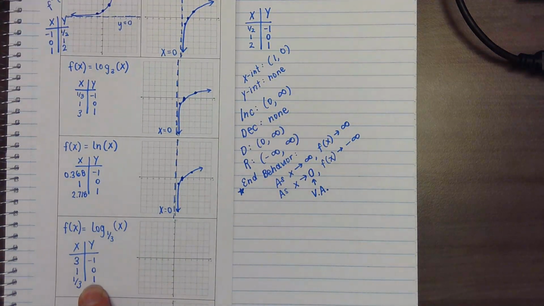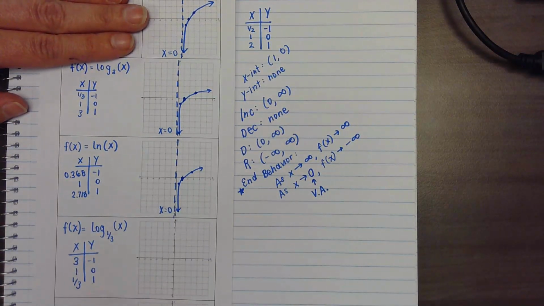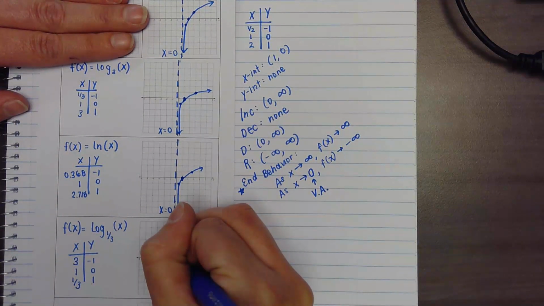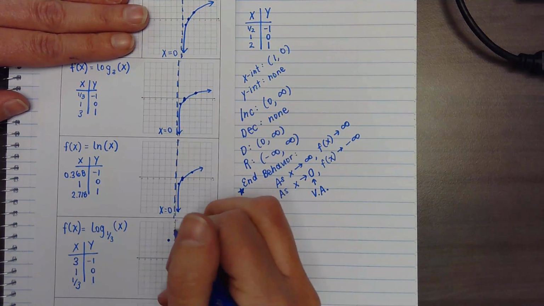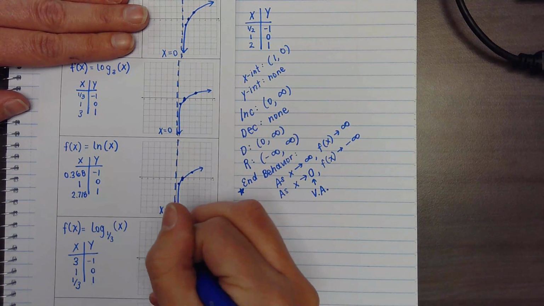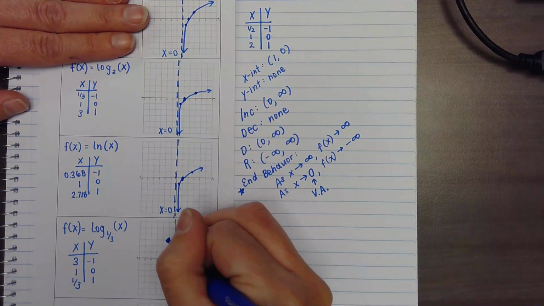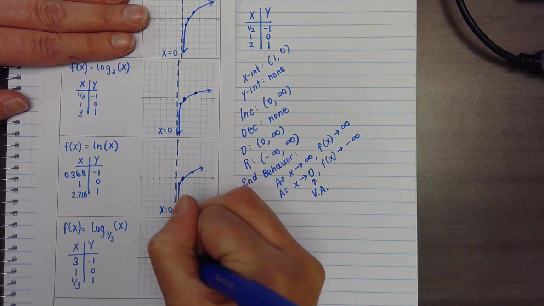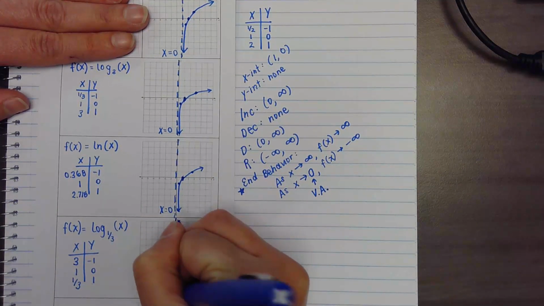I did not use -1, 0, 1 for the x's like we did for exponentials. I used it for the y's. I'm going to plot those 3 points. So I plotted these wrong, sorry. Start over. 3, -1, 1, 0, and 1/3, 1. I did not shift left or right at all. So my asymptote is still at 0.